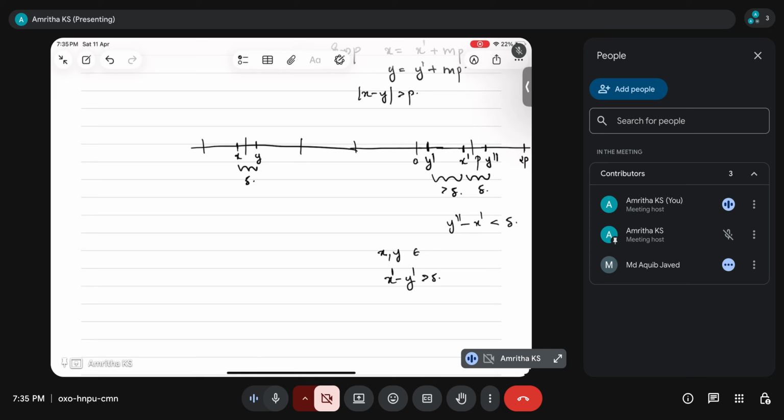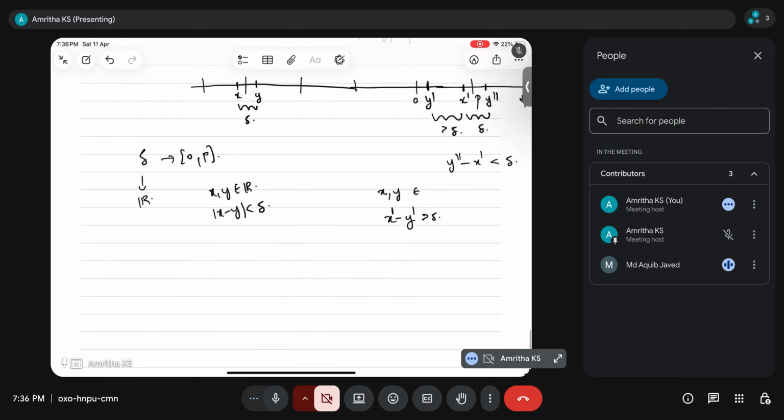So what are we planning to do? You get some delta from this interval, right? Then you want to show that this delta works for r as well, right? So what can go wrong? When you take x and y in r with mod of x minus y less than delta, it may happen that x dash minus y dash is greater than delta.